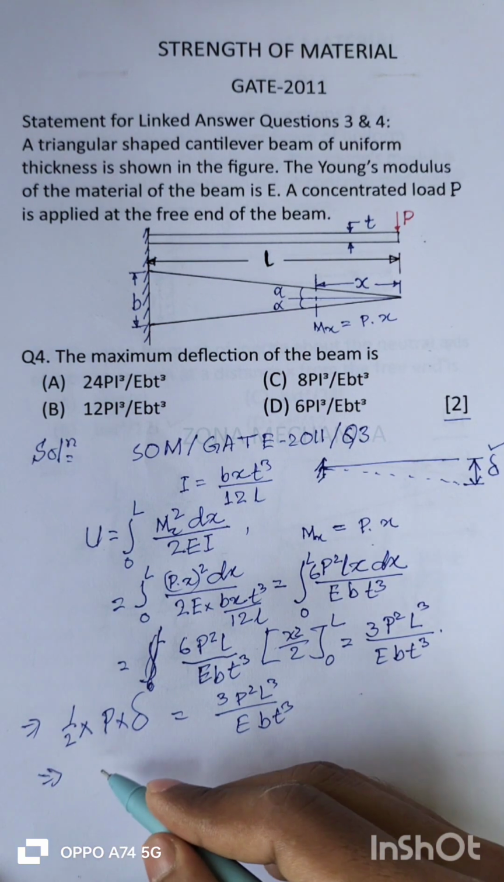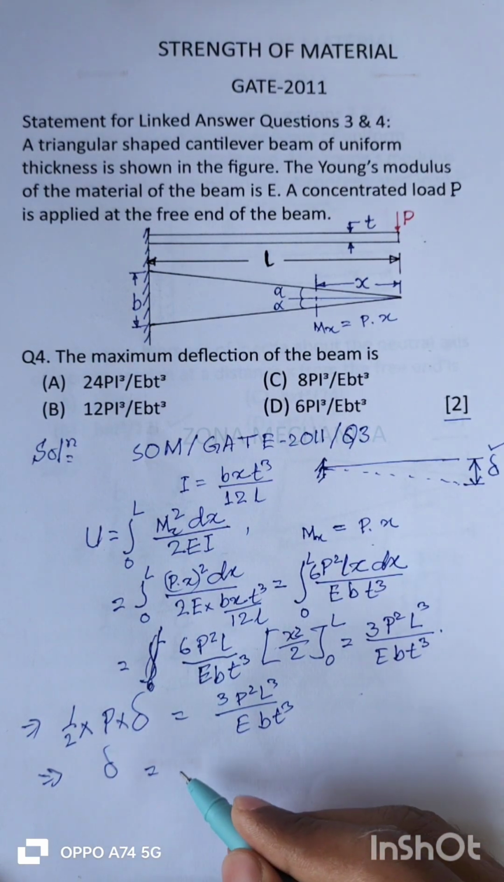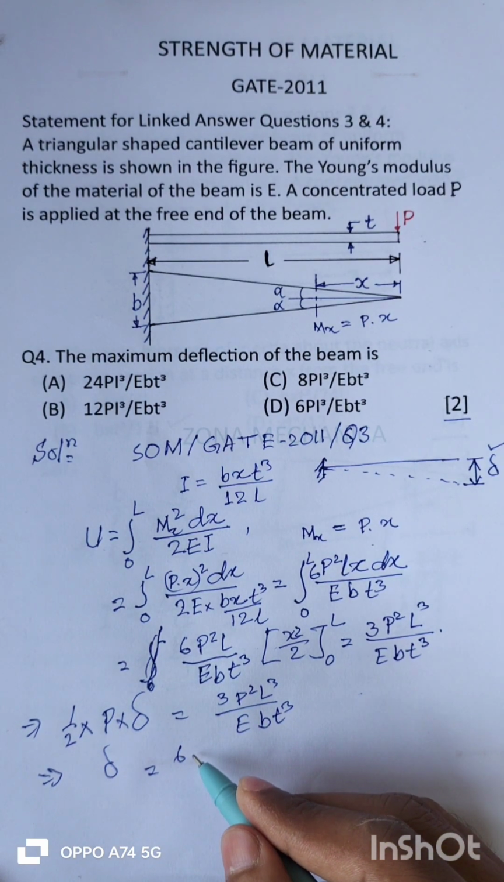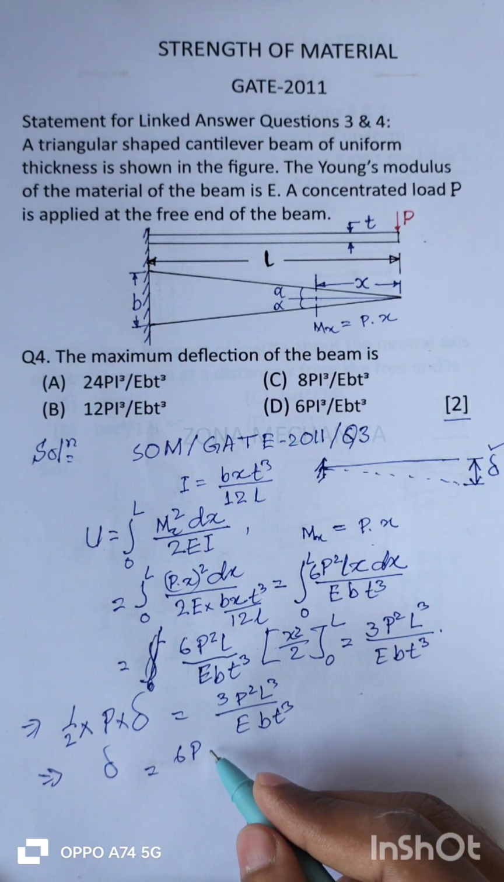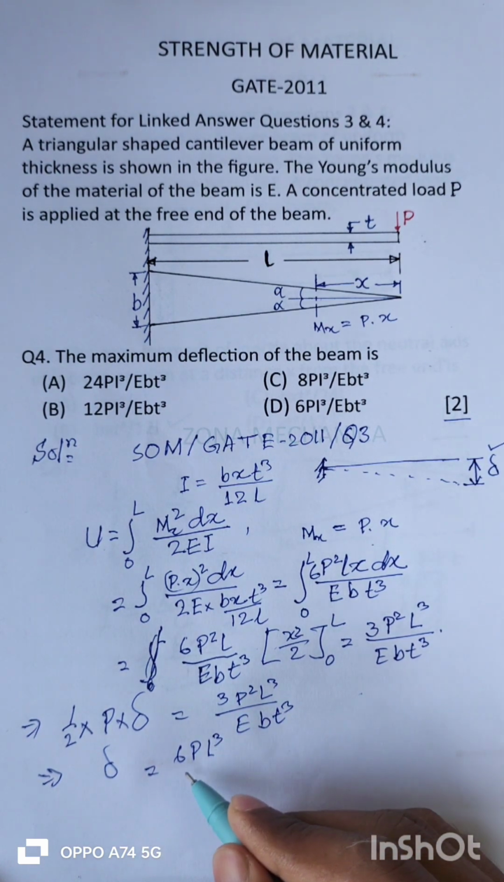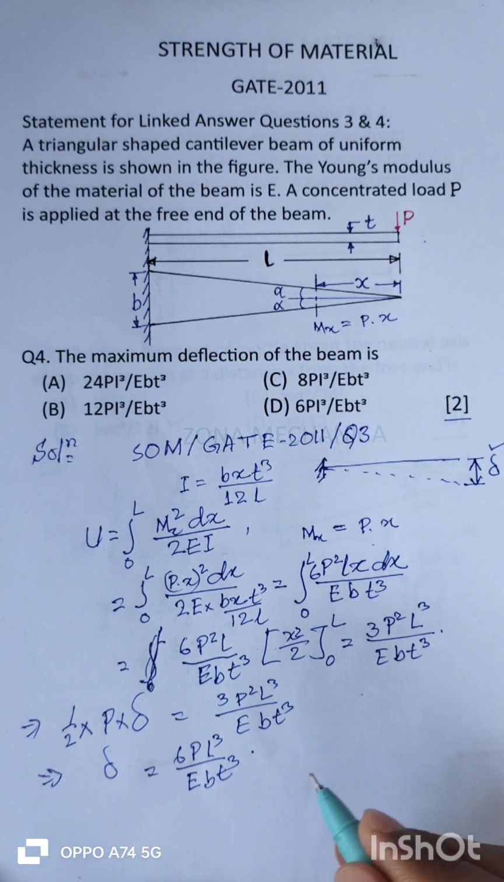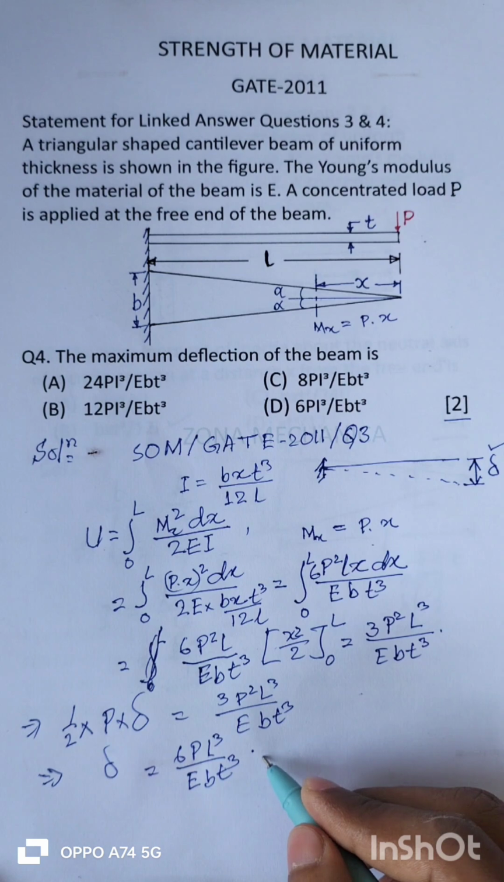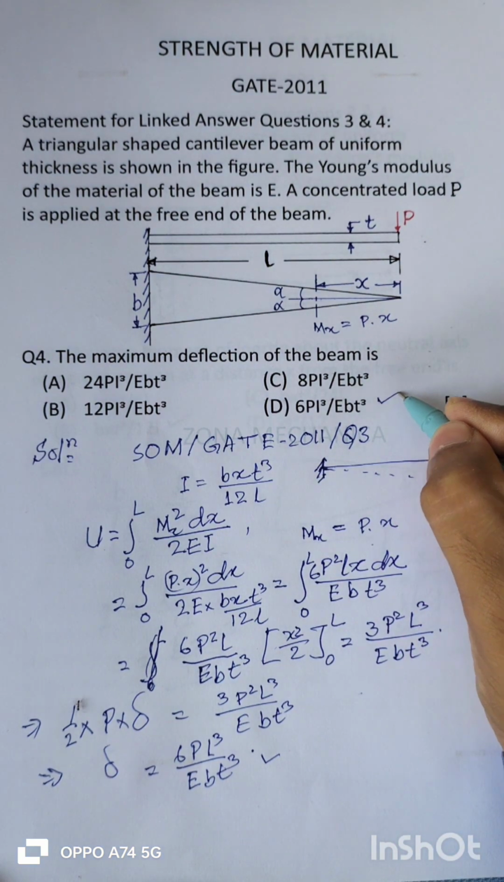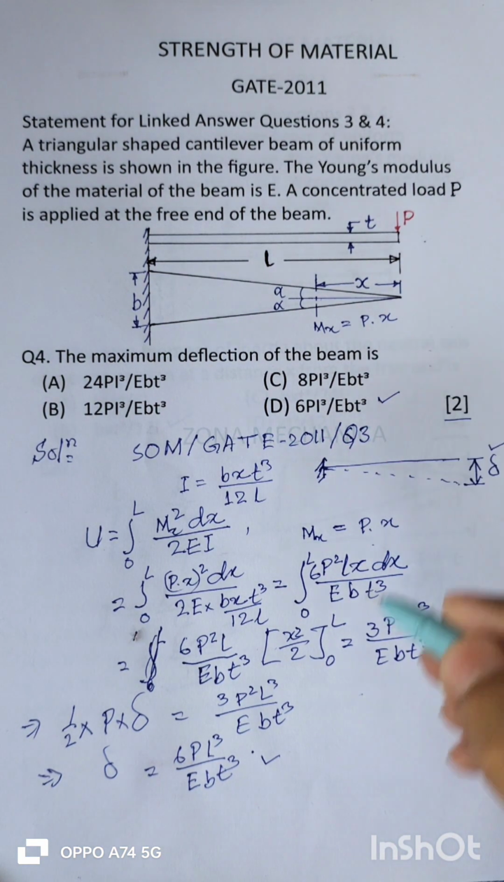Which implies delta is equal to 6P, so one P will go, and L cube by E b t cube, right? 6 P L cube by E b t cube, which is the deflection, or maximum deflection, of the beam. Clearly it is matching with option D, 6 P L cube by E b t cube. So option D is the correct answer.